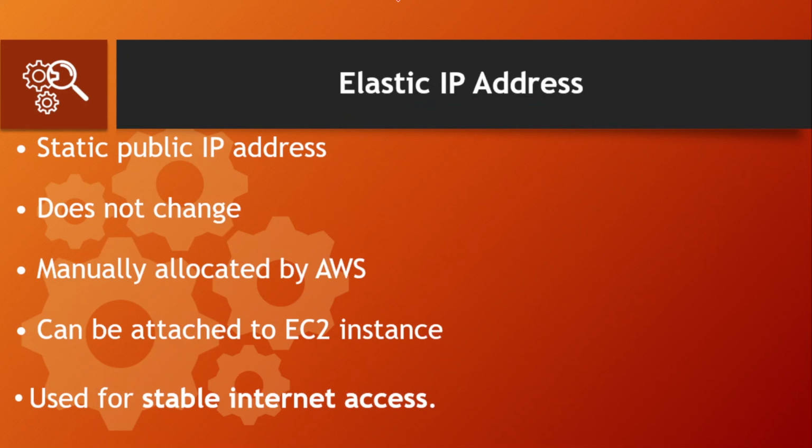To solve this problem, AWS provides something called an elastic IP address. An elastic IP is a static public IP. This means it does not change. It remains the same after restarting the instance. You manually allocate an elastic IP from AWS and then attach it to your EC2 instance. This gives your server a fixed public identity on the internet.